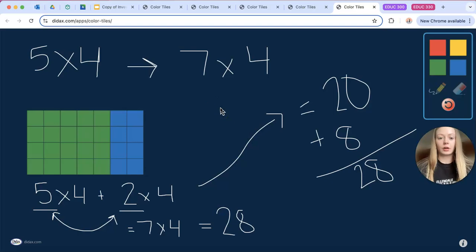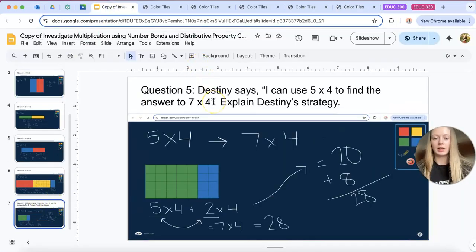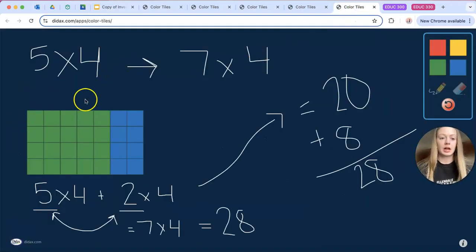And then for the last one, I can go back to the problem here. Destiny says, I can use 5 times 4 to find the answer to 7 times 4. So explaining her strategy, I color-coded again here. I found that easier to visualize. So the green here is the 5 times 4. And we have to get to 7 times 4, which is the whole thing.